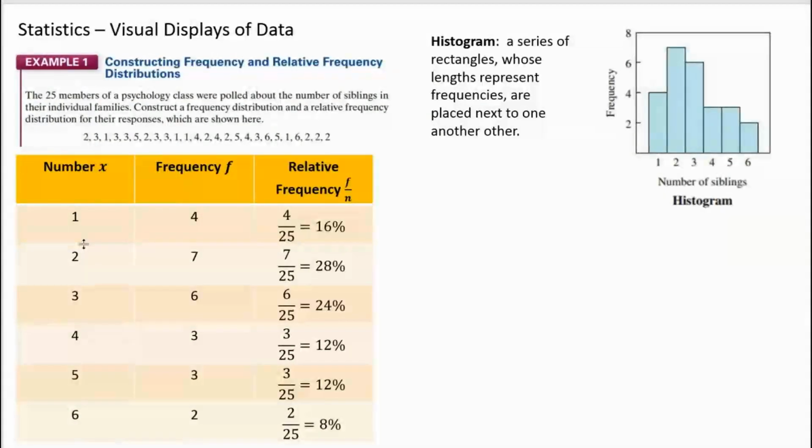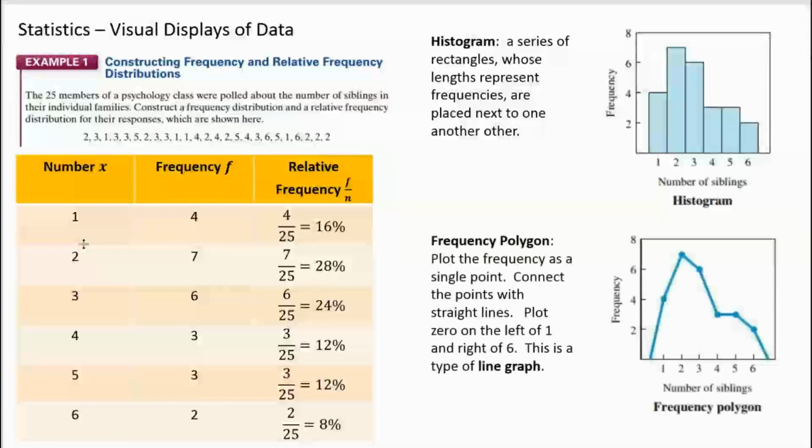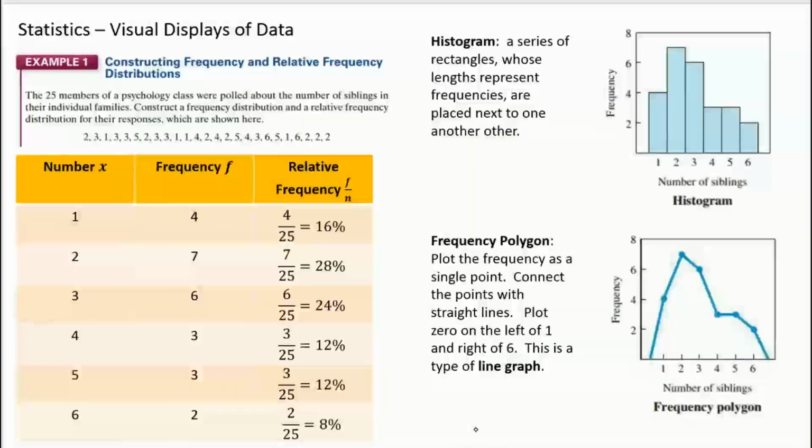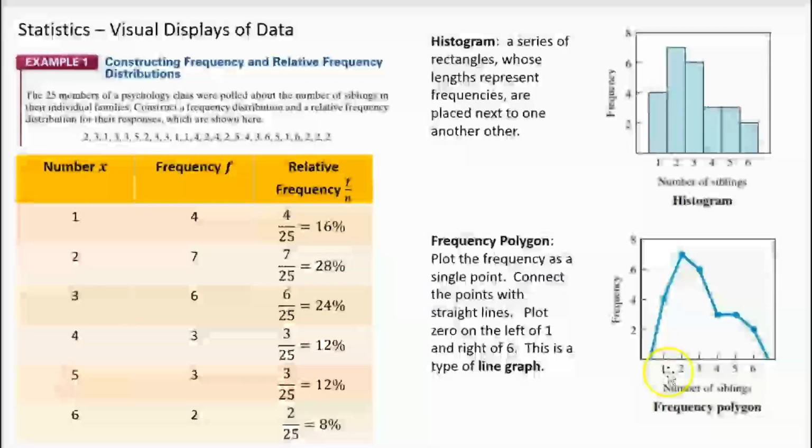But when you look at it in this visual data style, you can see it a little better. Something else we could do is called a frequency polygon. Again, definition to the left. A frequency polygon is when you plot the frequency as a single point. So notice, again, for 1, you plot 4 because the frequency was 4. For 2, you make a dot at 7. For 3, you make a dot at 6.